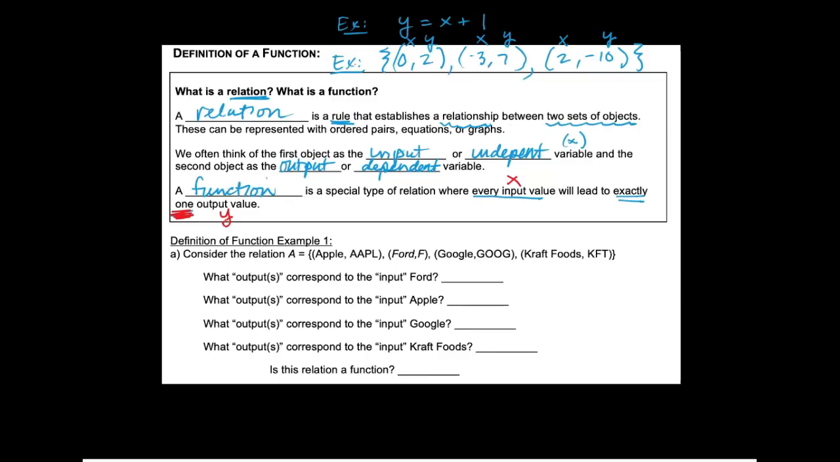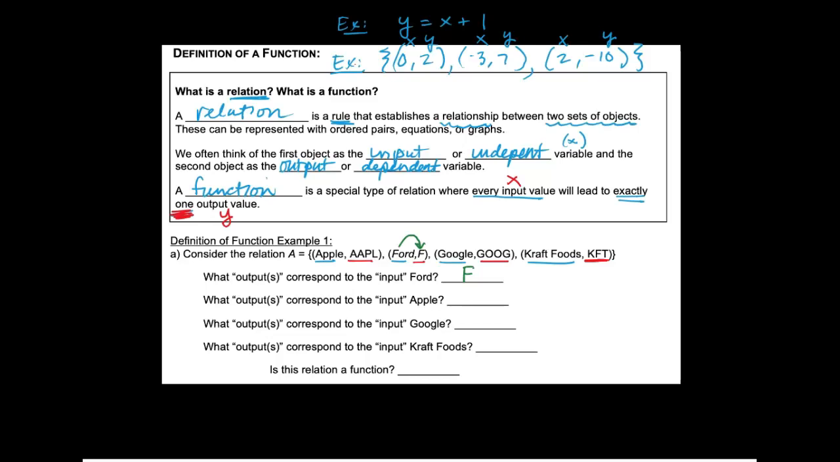So with this first example, our first question, we've got this relation where we have a list of ordered pairs, and it looks like our input, which is the first word, so that's our input or what we consider x or the independent variable, goes to the abbreviation we use in the stock market. So for example, for the company Apple, if we look up that stock, it's abbreviated AAPL. And so what output corresponds to the input Ford? Well, we can just go look at the Ford ordered pair, and that goes with F. So Ford goes with F.